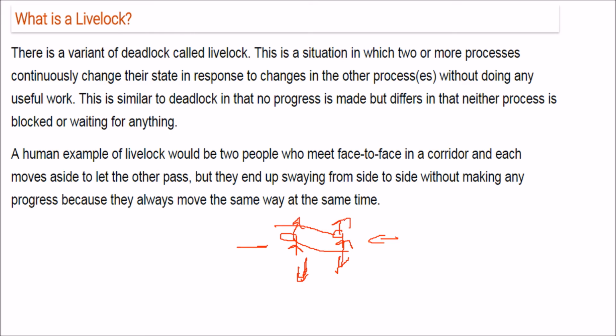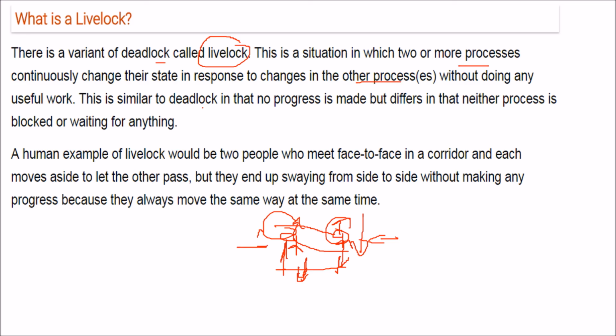Two people who meet face to face in a corridor both move aside to let the other pass, but they end up swaying from side to side without making any progress, because they always move the same way at the same time. So there is a variant of deadlock, which we call livelock. It is a situation in which 2 or more processes continuously change their state in response to changes in other processes, without doing any useful work.